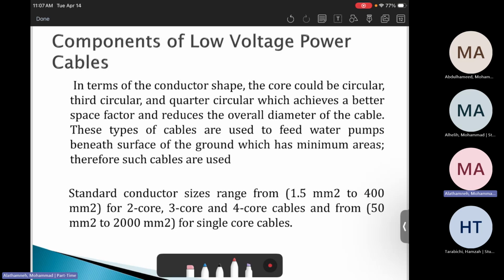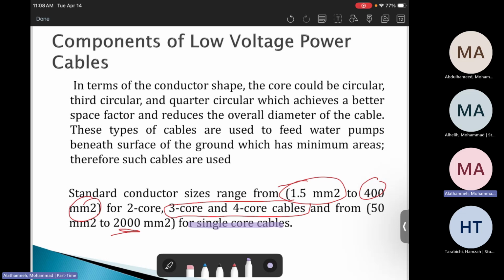And the other thing, stranded conductor size can range between 1.5 square millimeters to 400 square millimeters for 2-core, 3-core, and 4-core cables. From 50 to 2,000 square millimeters, that was for 3 or 4-core cables, while for single-core cables, we can use 50 to 2,000 square millimeters.